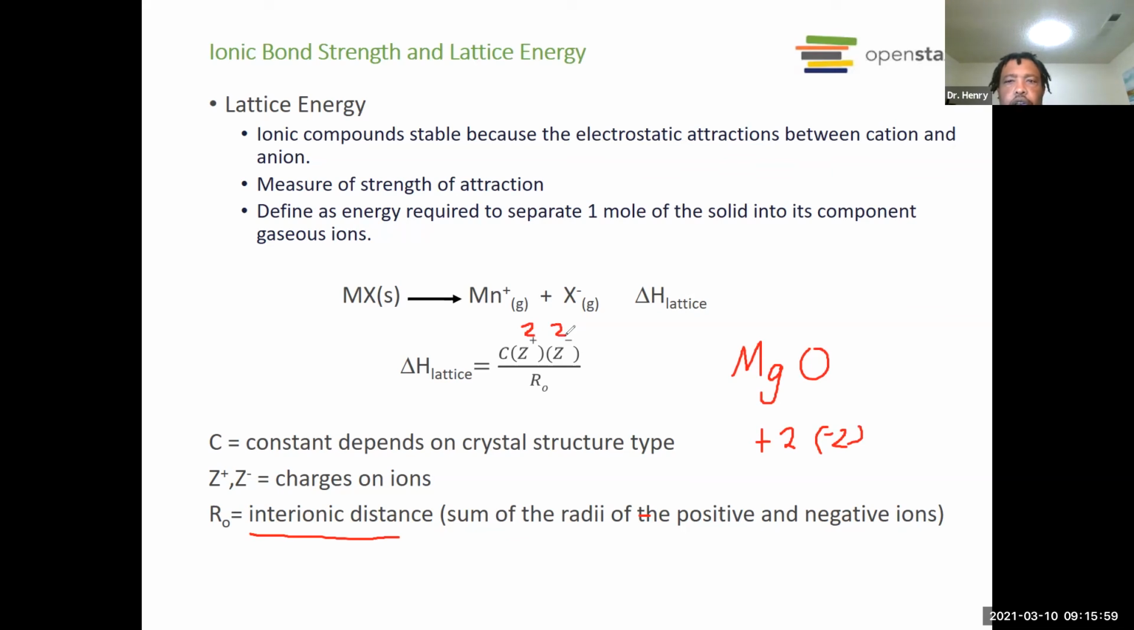Because both of those are going to be this guy. The charge on this guy is always going to be the positive, so it's that value, so it's 2 times 2. Okay, and then you're going to take the distance, which would be the sum of the radii of each of those. Let's see if we can get that on the periodic table real quick.